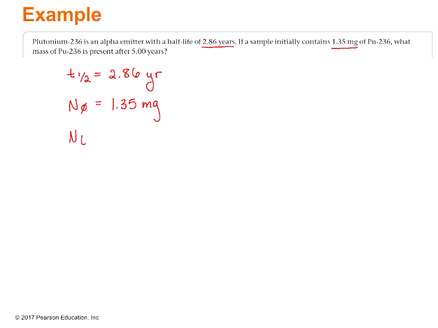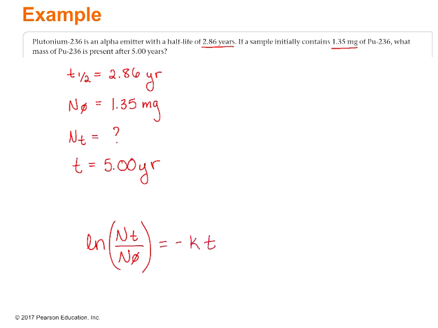Okay, so we don't know what N at time t is, so we'll leave that as a question mark. But we do know that the time we're considering is 5 years. Remember, we're going to use this equation, and I should put parentheses around that. So we have N_0, we have time t, and we're trying to solve for N_t. What we don't have is k, so we need to solve for that first.